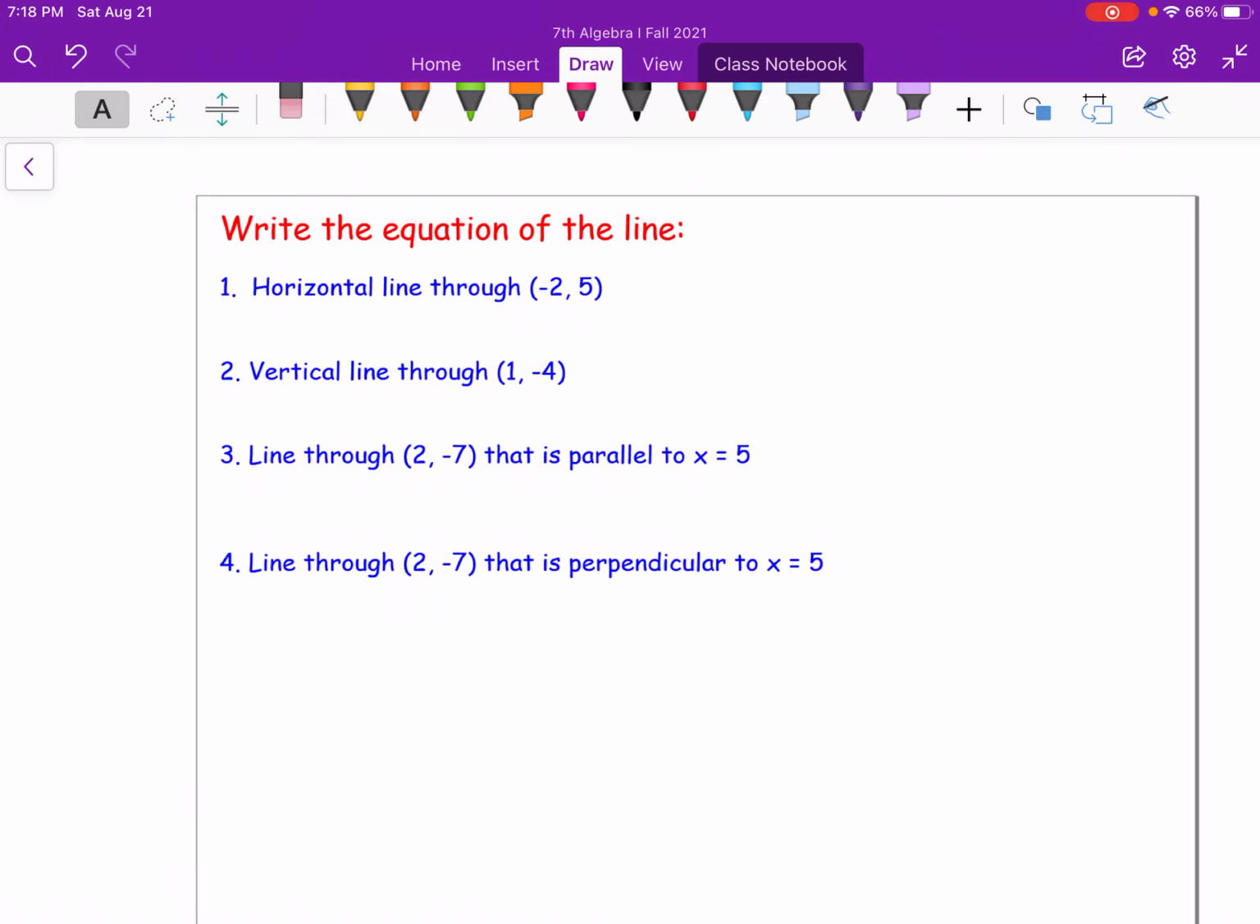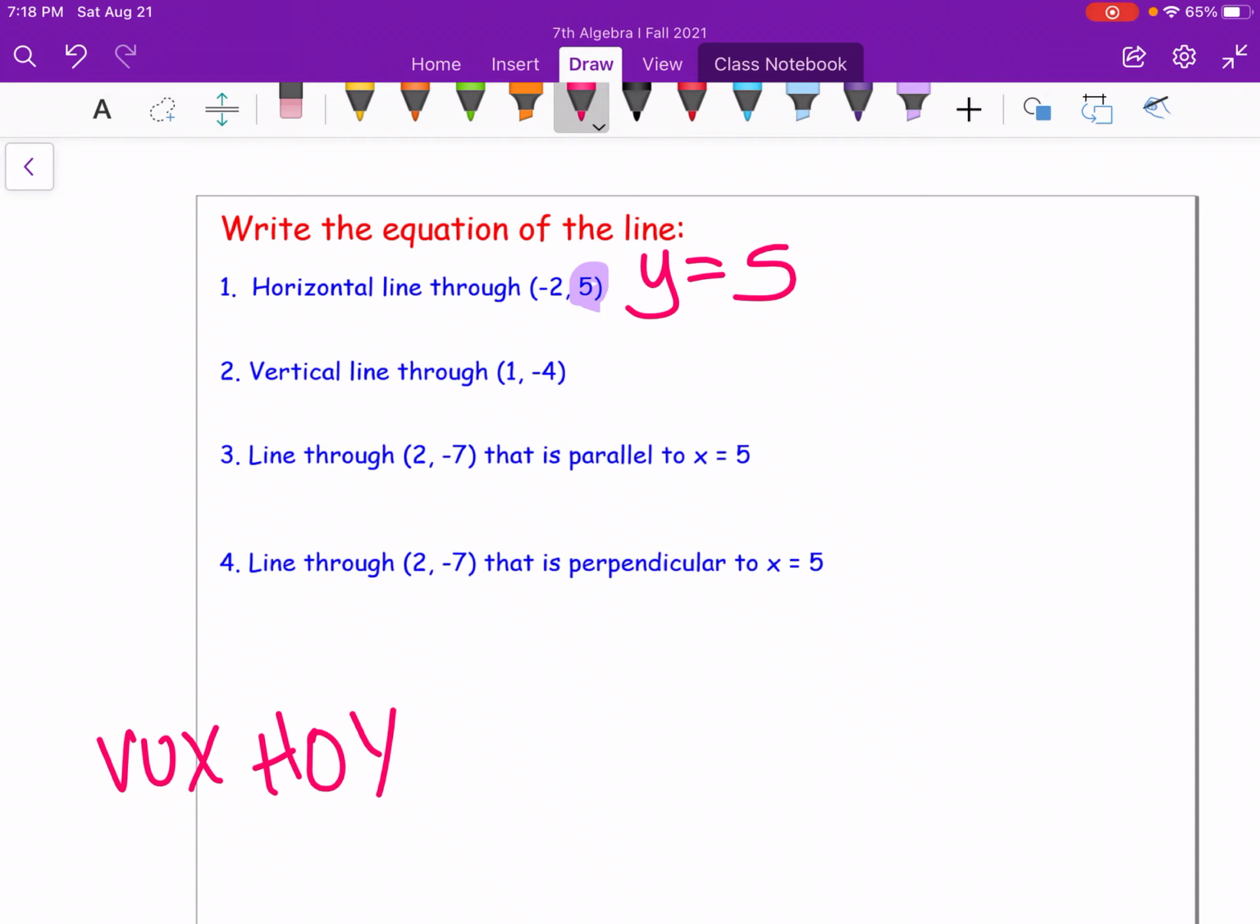All right, write the equation of these lines. Horizontal line, that's that. So, yeah, VUX HOY, right? Horizontal line is y equals. This is going to be y equals that y value here, 5. And a vertical line, that's the V in the VUX HOY thing, of x equals what the x value is, which is 1.